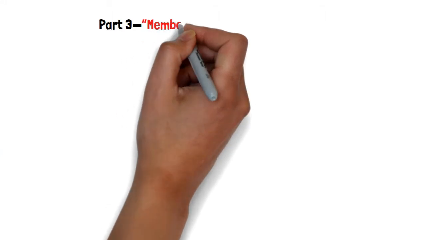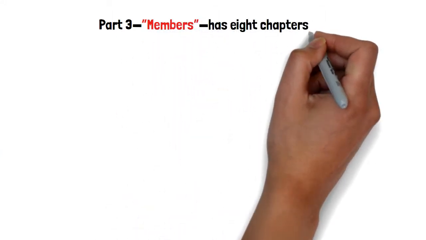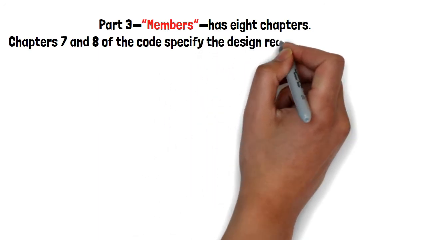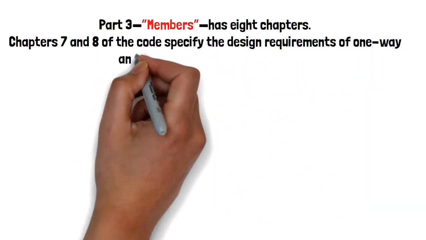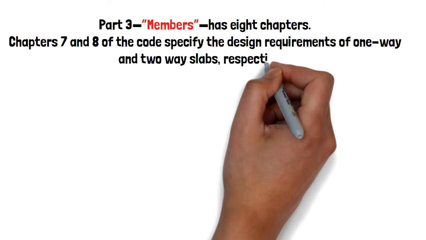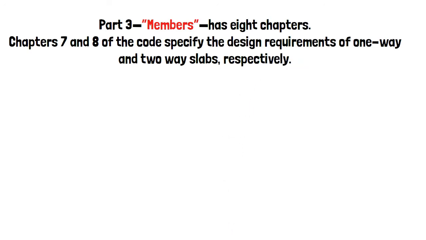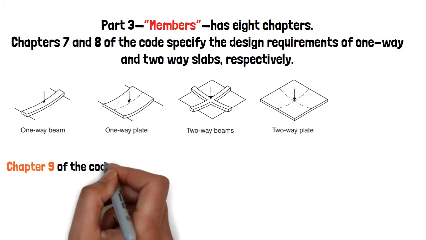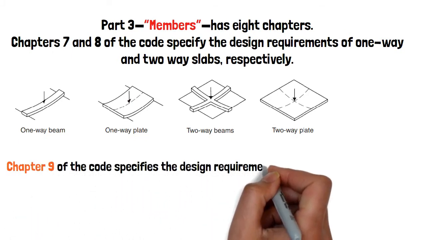Part number 3, Members, has 8 chapters. Chapter number 7 and chapter 8 of the code specify the design requirements of one-way slabs and two-way slabs, respectively. Chapter 9 of the code specifies the design requirement of beams.